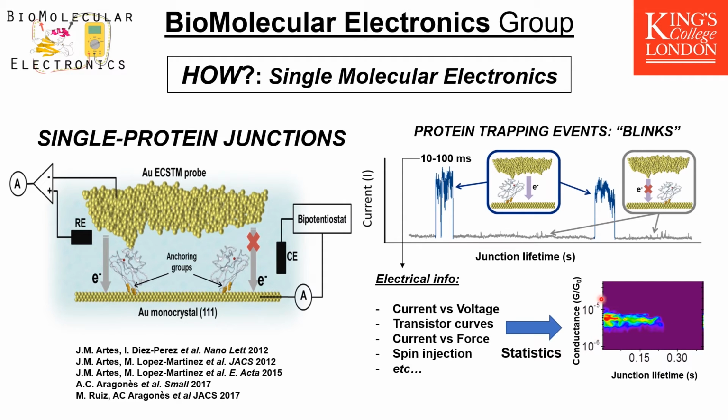In this case, this is a two-dimensional blinking map, or a two-dimensional conductance map, where on the Y scale we have the conductance of this single protein device versus the lifetime of the junction. The lines or stripes with high content here will determine the average conductance level of our particular single protein device.